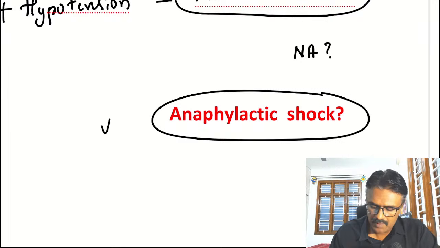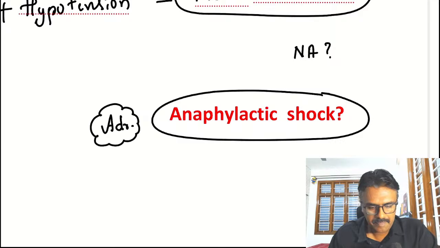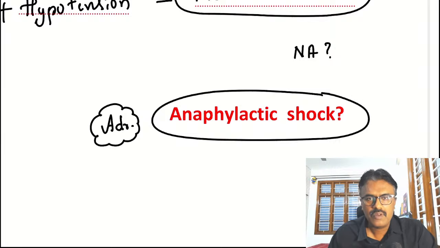What is the drug of choice for anaphylactic shock? It is adrenaline. Epinephrine, also called adrenaline. NEET, yes, we'll make one more session, don't worry. Adrenaline is the drug of choice.